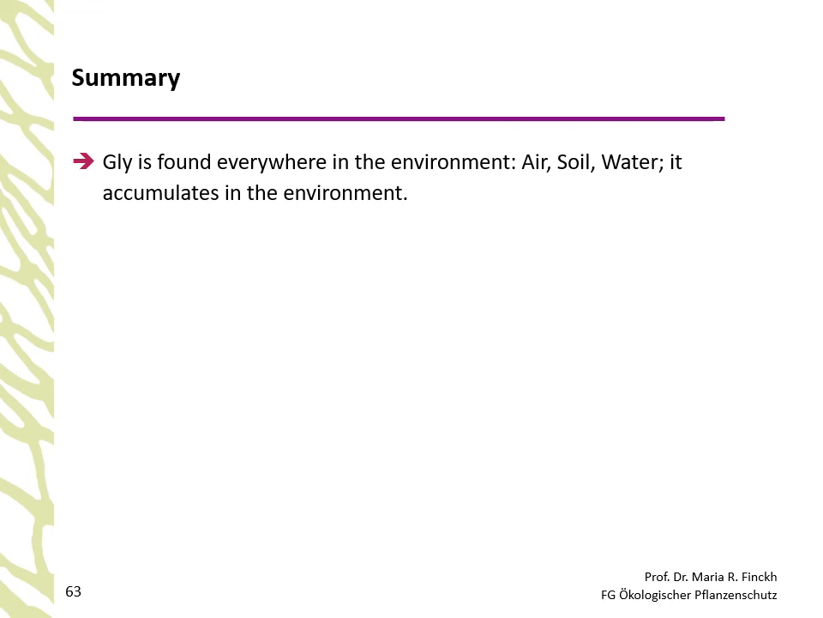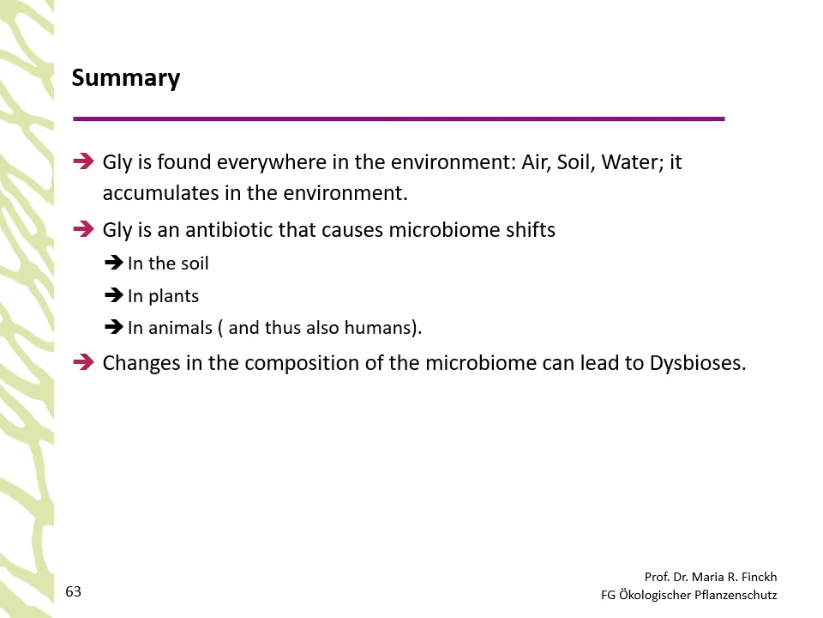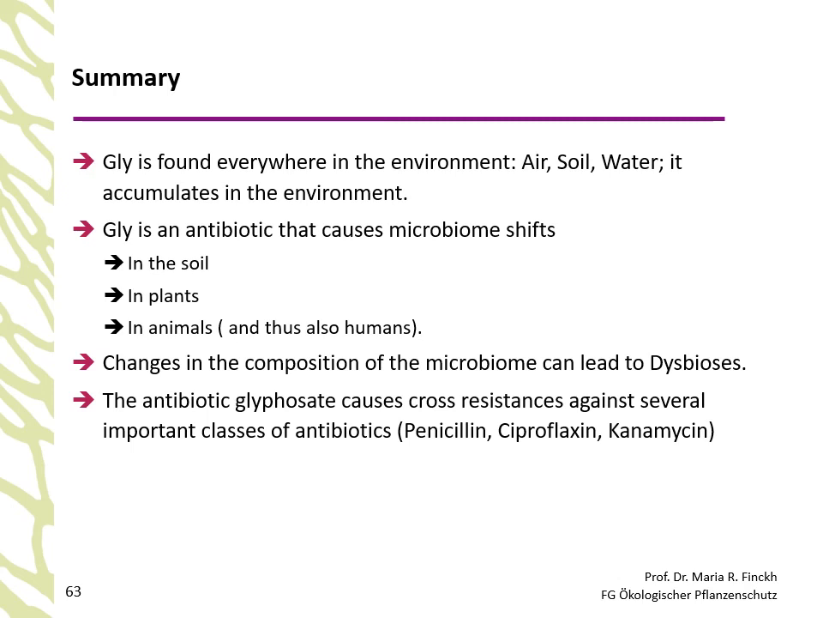So in summary, what we can say is glyphosate is found everywhere in the environment, in the air, in the soil, in the water. It accumulates in the environment. Glyphosate is an antibiotic that causes microbiome shifts in the soil, in plants, and in animals, and thus also humans. And changes in the composition of the microbiome can lead to dysbiosis. The antibiotic glyphosate causes cross-resistance against several important classes of antibiotics: penicillin, ciprofloxacin, kanamycin as examples.